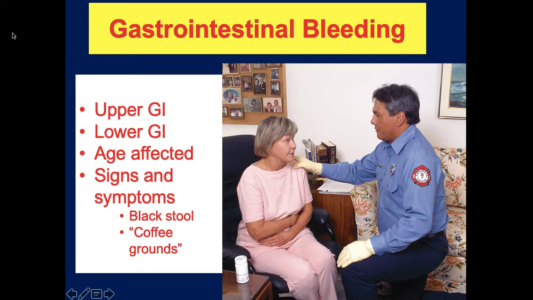Gastrointestinal bleeding. So there's two basic types of GI bleeds. You have upper GI bleeds, and this is usually from an ulcer. And when a person has a bleeding ulcer, that blood leaks out into the stomach, and then the stomach mixes it with the acids in the stomach. It curdles it, and eventually it turns it into this black substance. It's called coffee ground emesis.